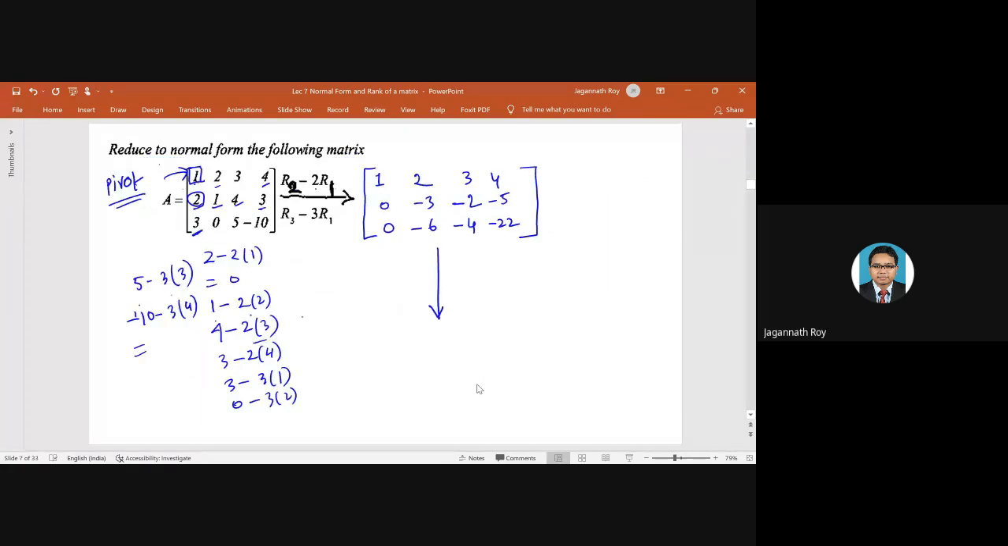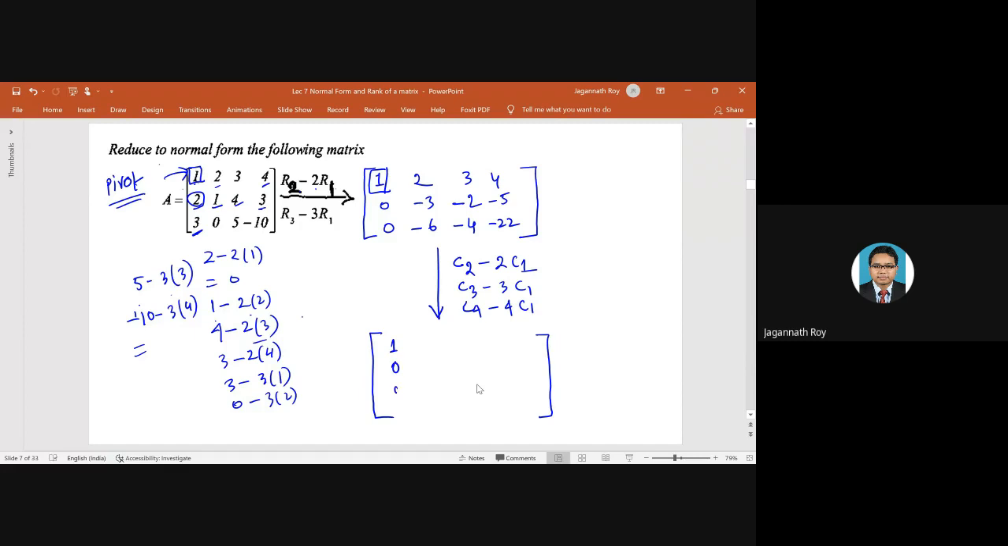So once we have this matrix, we have 1 here. We want this one also 0, 0, 0, 0. So what do we do? We want C2 minus 2 times C1, then C3 minus 3 times C1, and C4 minus 4 times C1.